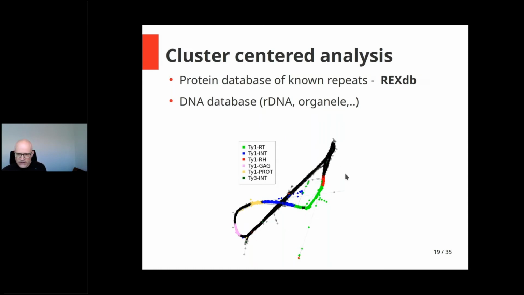So even the reads for which you do not find any similarity to the databases are annotated as some repeat because they are actually part of this cluster. So this is used mostly for annotation of interspersed repeats.